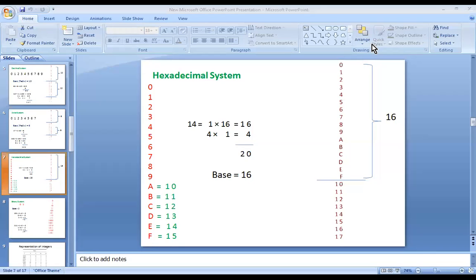Okay, right. So next we continue with the hexadecimal system. Hexadecimal system uses the following symbols.